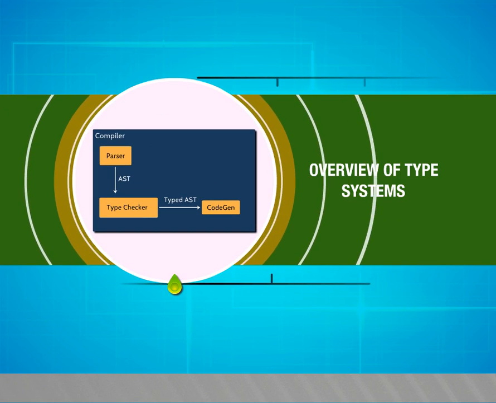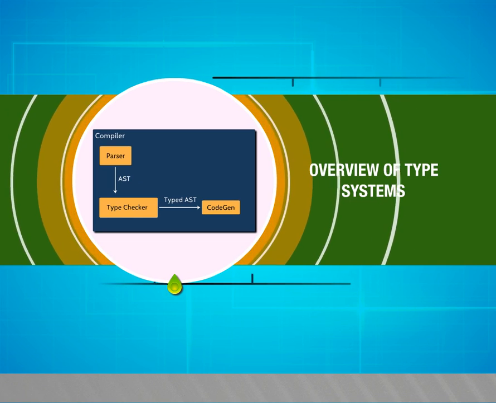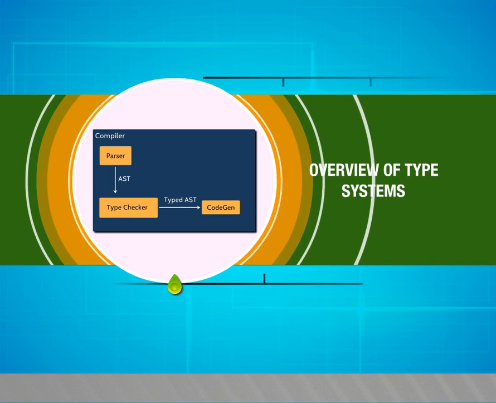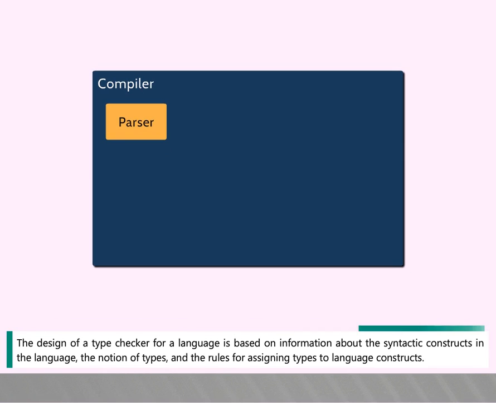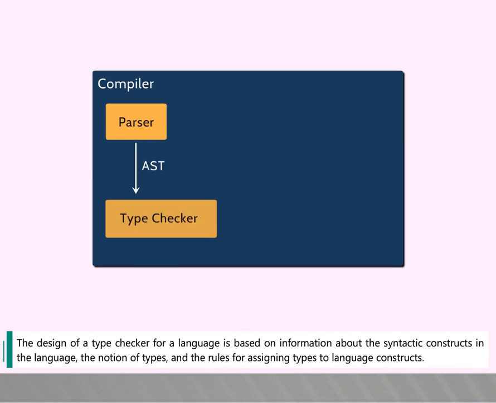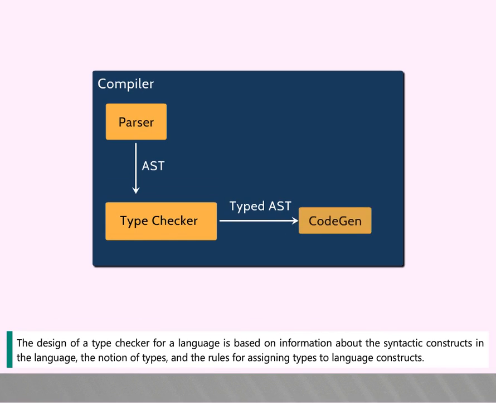Overview of type systems. In this video, we are going to see an overview of type systems. The design of a type checker for a language is based on information about the syntactic constructs in the language, the notion of types, and the rules for assigning types to language constructs.